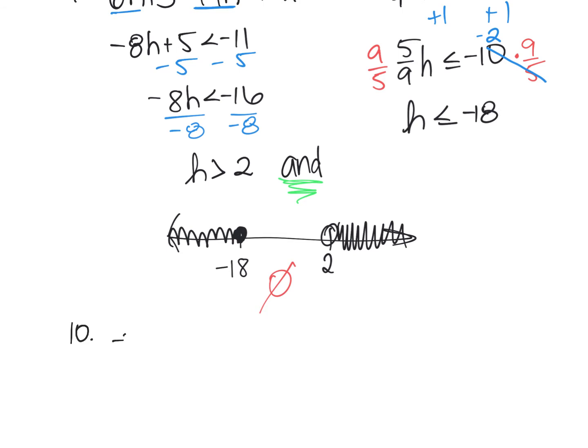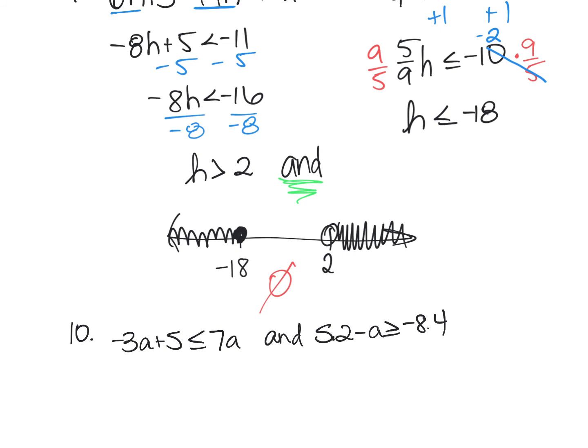10. So we have negative 3a plus 5 is less than or equal to 7a, and 5.2 minus a is greater than or equal to negative 8.4. So we're going to solve each one separately.